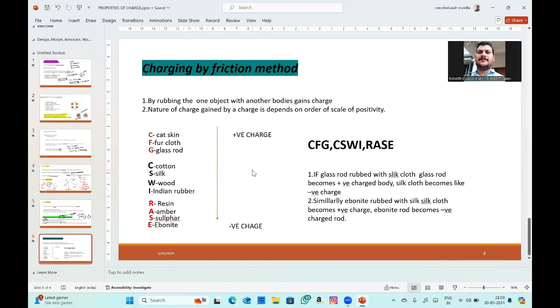So this is about charging, its nature and the methods of charging. Tomorrow, how the charge will be induced, how much it will be, how it is calculated, and what factors it depends on, I'll discuss in the next class. Wait for the next class.